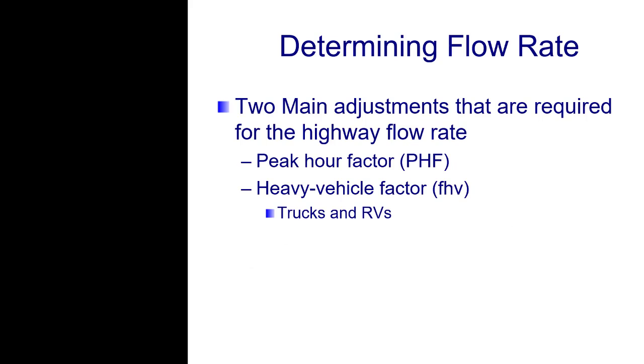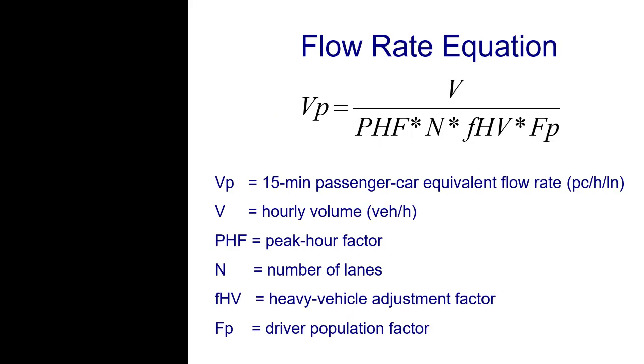The second thing that you're going to have to do in multi-lane highway capacity is determining the flow rate. There's 2 main adjustments that are required for the highway flow rate: peak hour factor and highway vehicle factors for heavy-duty vehicles, trucks and RVs. So your flow rate is going to be equal to your VP, which is your 15-minute passenger car equivalent flow rate in passenger cars per hour per lane. V equals your hourly volume, vehicles per hour. Peak hour factor equals your PHF. N equals your number of lanes. Fraction of heavy vehicle adjustment factor and driver population factor are what you're looking for in this equation. Always, you're going to have to calculate the FHV. FP is typically 1.